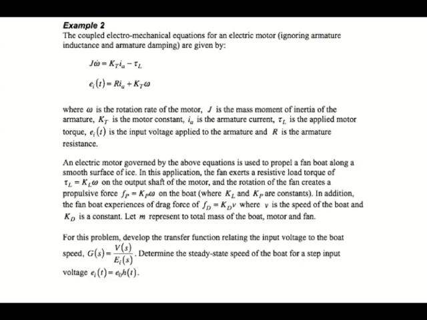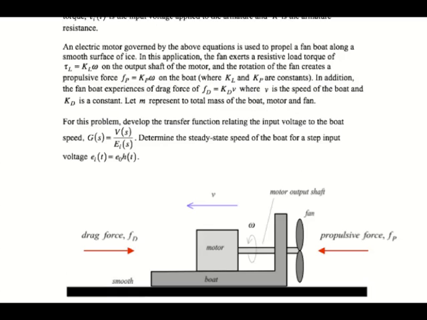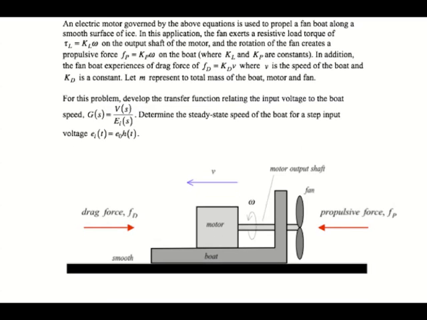Here in example 2, we have an interesting application, I think, of the electromechanical equations which are applied to this boat. What we've got here is a boat which is going to be moving on some smooth surface like ice. It's going to be propelled by having a propeller attached to the end of the motor, and this boat is going to be experiencing a drag force Fd. There's a propulsive force Fp, which is proportional to the rotation rate of the motor, as well as there's going to be a torque on the shaft, which is also proportional to the rotation rate of the propeller blades.